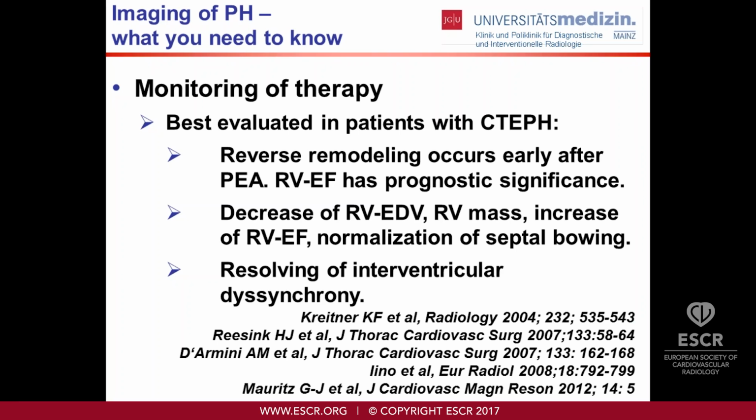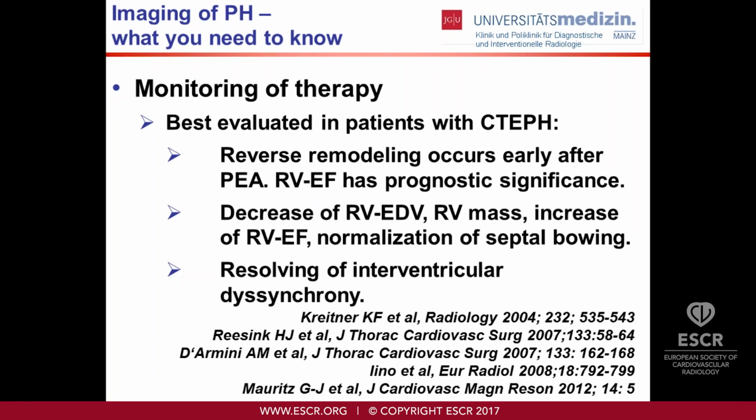You also see a decrease, interestingly, of the right ventricular mass. You see an increase of the right ventricular ejection fraction. You see a normalization of septal bowing, and there have been many, many studies available in this field.